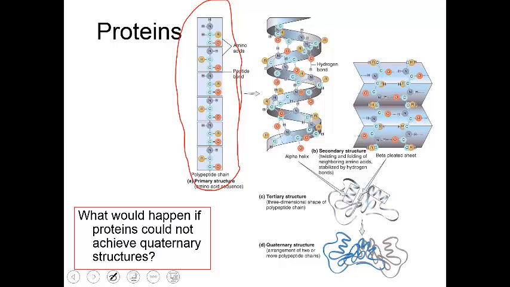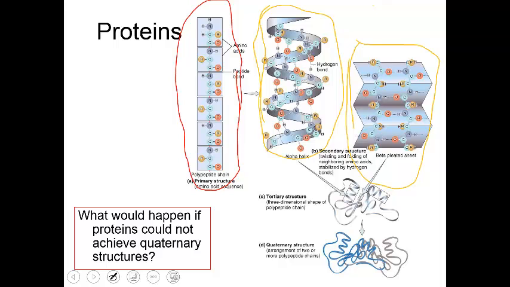One, it can become a single helix, which is referred to as the alpha helix. And this shape is because of the way the hydrogen bonds are between the different amino acid molecules. Or it can become a zigzag beta pleated sheet. So it can become either an alpha helix or it can become a beta pleated sheet.